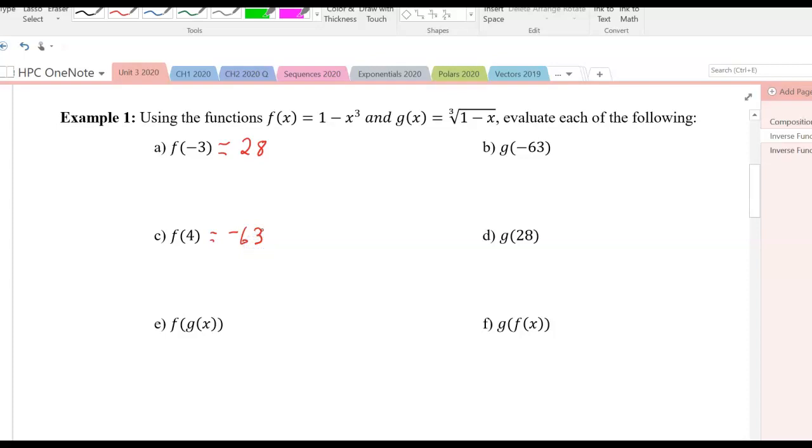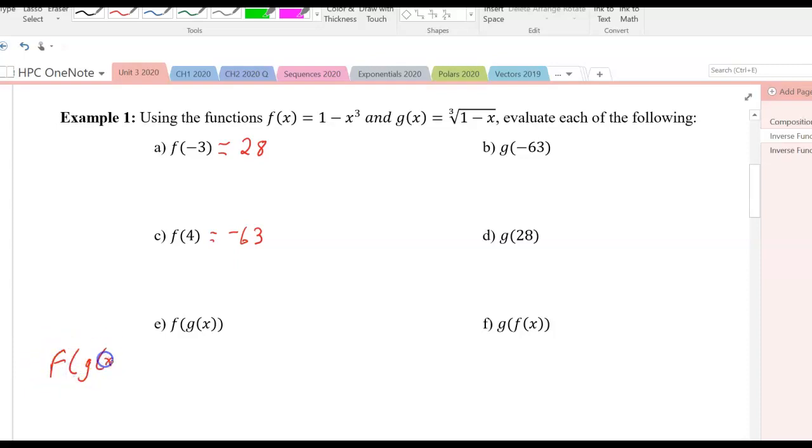And then I'm also going to do part E. I want you to do part F. So you've done part B and D. Now go ahead and do part F while I do part E. And I'm also going to explain it as needed. So f of g of x, so good notation.